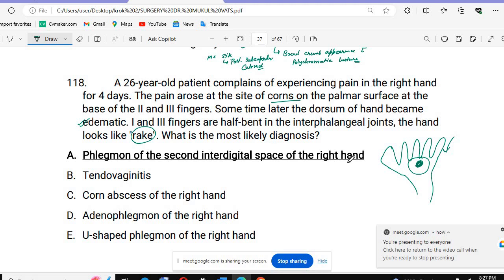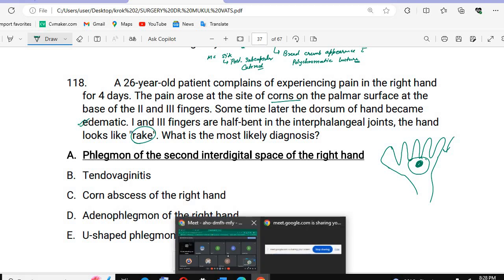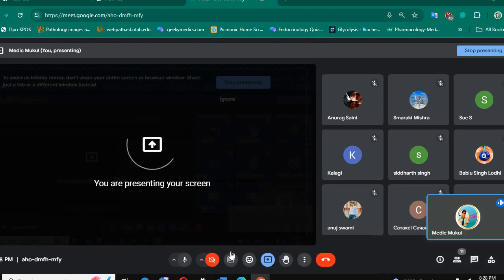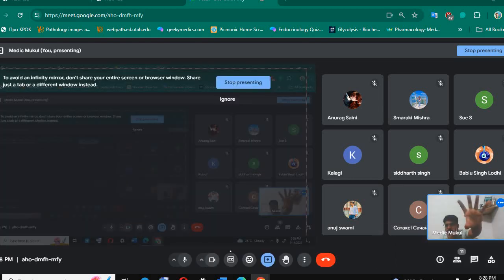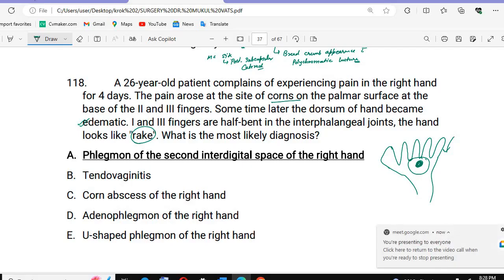So what we have seen, if this is the hand, at this region there is a phlegm or some bacterial infection. With this bacterial infection, the patient's hand will look like a rake because of the infection here. If any infection is present here, it will look like a rake. The interphalangeal joints are not able to bend, that's why it looks rake-like, and that will give the appearance of a rake.